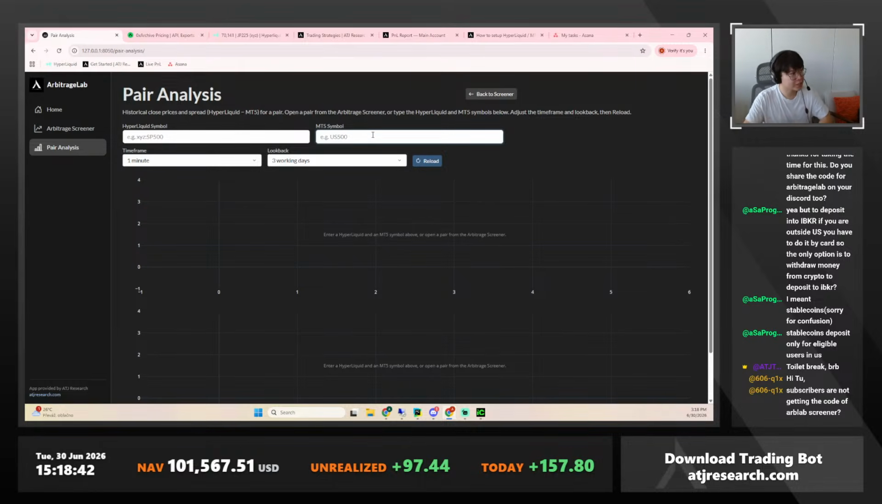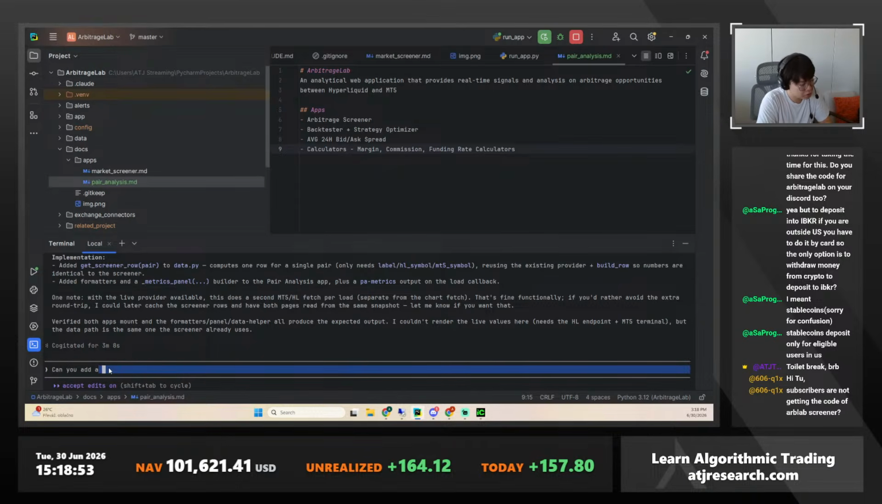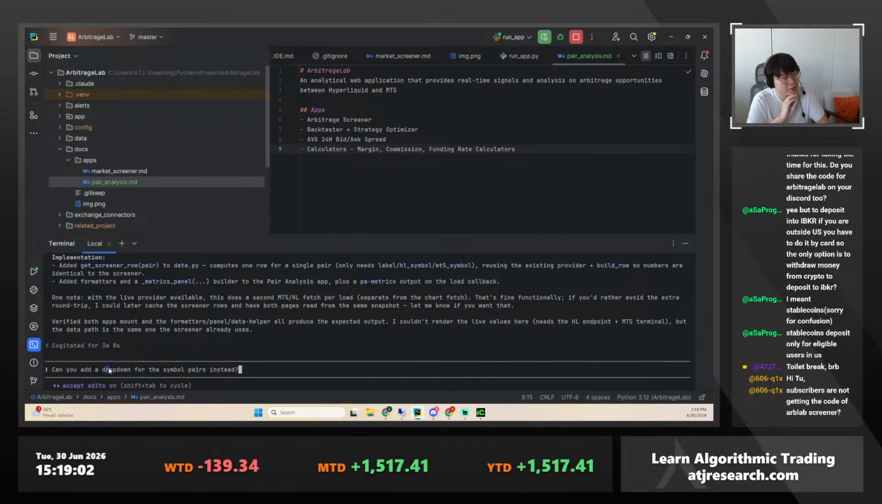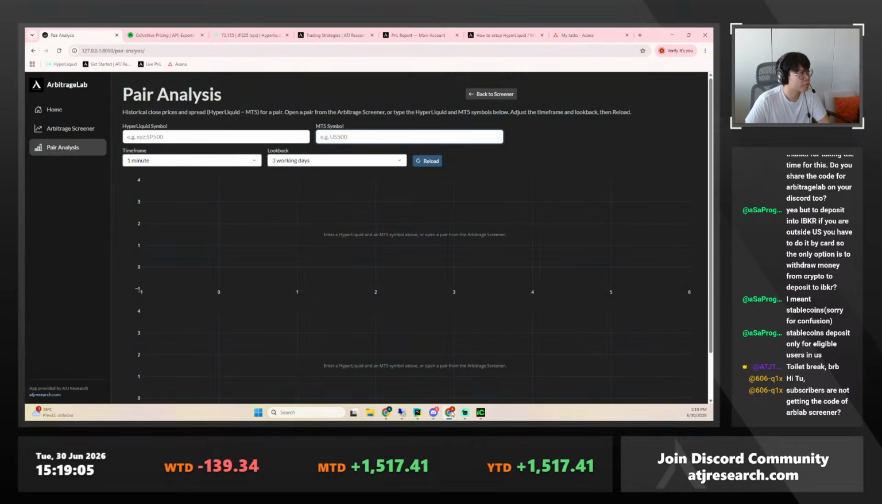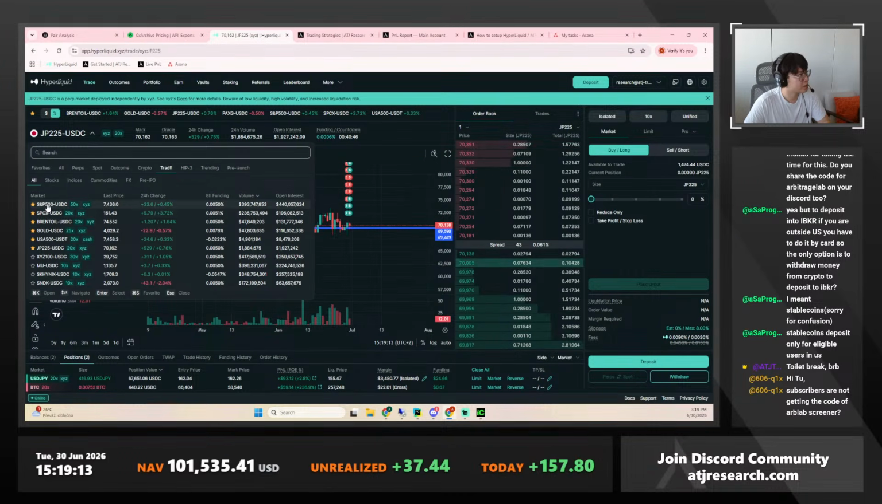I think I should create a symbol map with a single dropdown to map these things. So I would do something like, can you add a dropdown for the symbol pairs instead? The problem we have with Arbitrage Screener is that if we want to trade something like SP500 on Hyperliquid against MT5, we would have to compare it with US 500 on MT5.